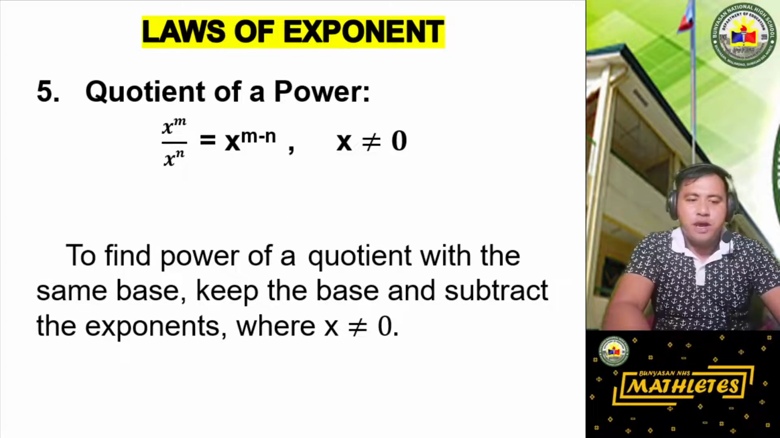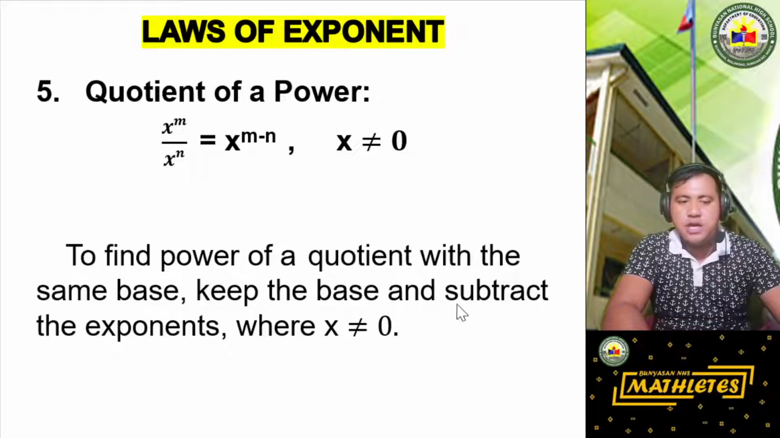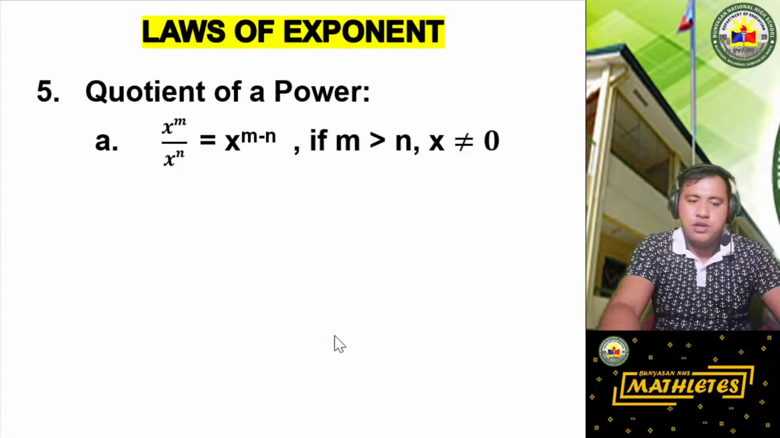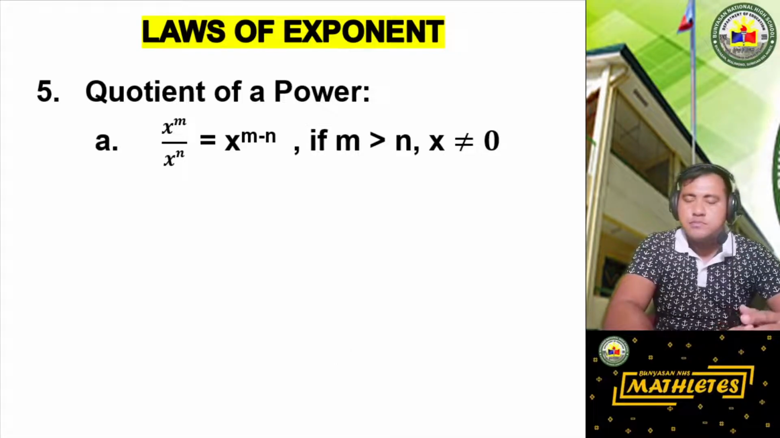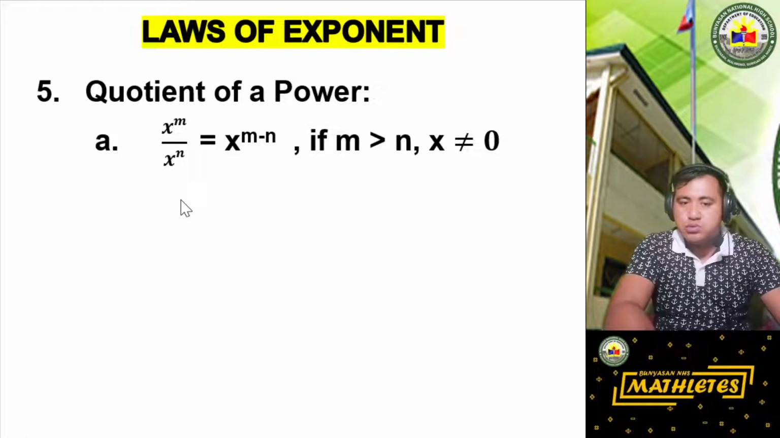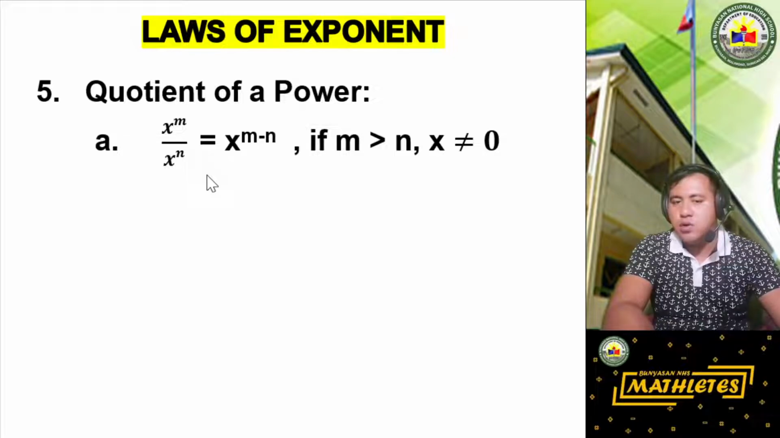To find the power of a quotient with the same base, keep the base and subtract the exponents, where x is not equal to 0. For example, in a quotient of powers, there are three possibilities because there are three instances. Because it involves two exponents, the numerator and denominator, we are going to get the difference of the two exponents.